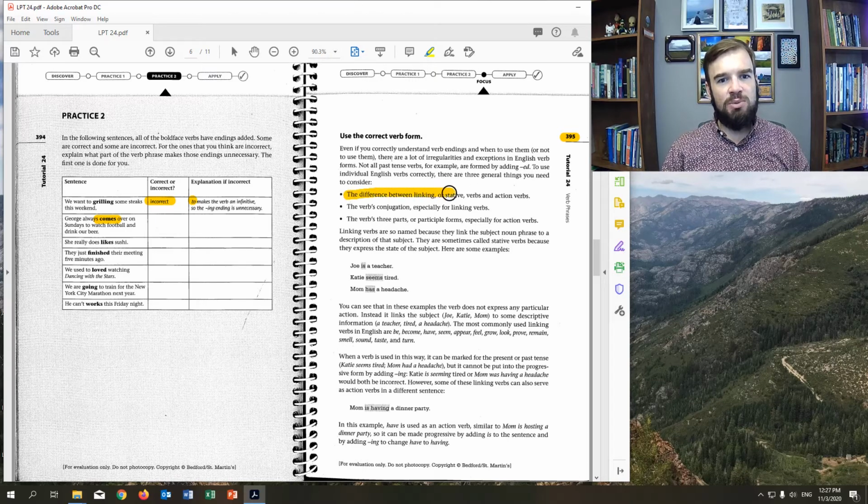First, the difference between linking or stative verbs and action verbs. Next, the verb's conjugation, especially for linking verbs. And finally, the verb's 3 parts, or participle forms, especially for action verbs. Now, linking verbs are so named because they link the subject-noun phrase to a description of that subject. They're sometimes called stative verbs because they express the state of the subject.